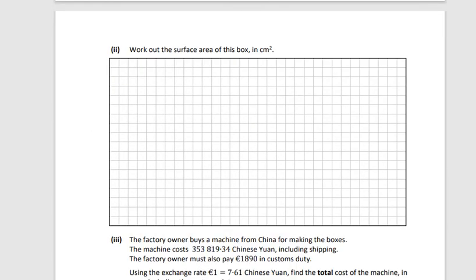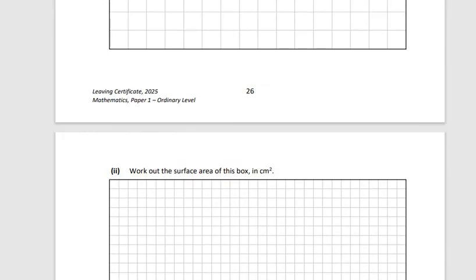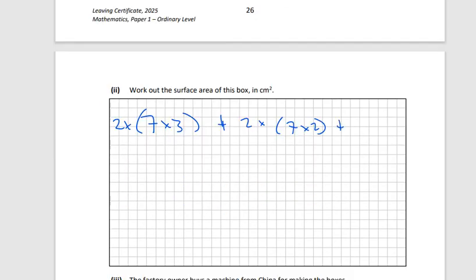Work out the surface area of the box. Well, the numbers are 2, 3, and 7. So it's 7 times 3, 2 times that, plus 2 times 7 times 2. Is that right? Yeah, and plus 2 times 3 times 2. And we just work that out, and that should give us 82 square centimeters.